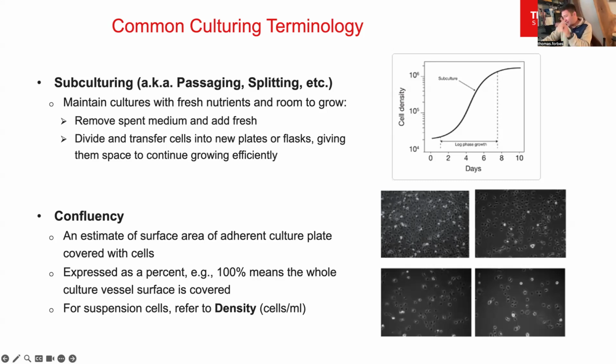One thing just to mention here, and again, we'll talk about this down the road, is when we talk about suspension culture, we use slightly different terminology. Oftentimes, instead of confluency, we use the term density to describe the number of cells per milliliter.